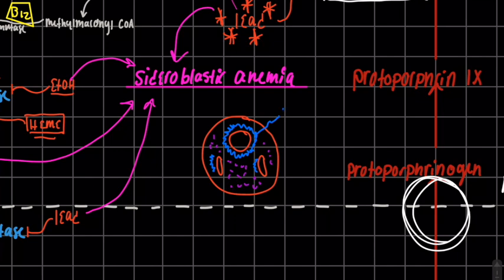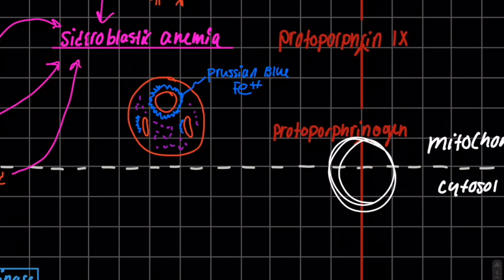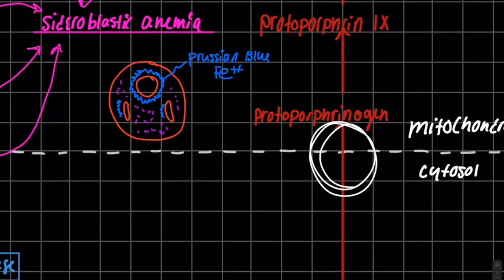The blue is going to stain with a particular stain called Prussian blue. And that stains, you guessed it, iron accumulating around in the cell. Iron is not stained by our normal H&E stain, it's going to be stained by Prussian blue. So Prussian blue is staining this iron left around.